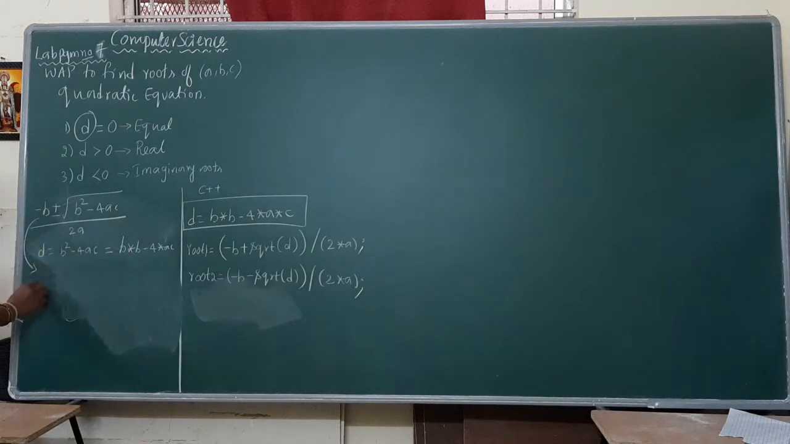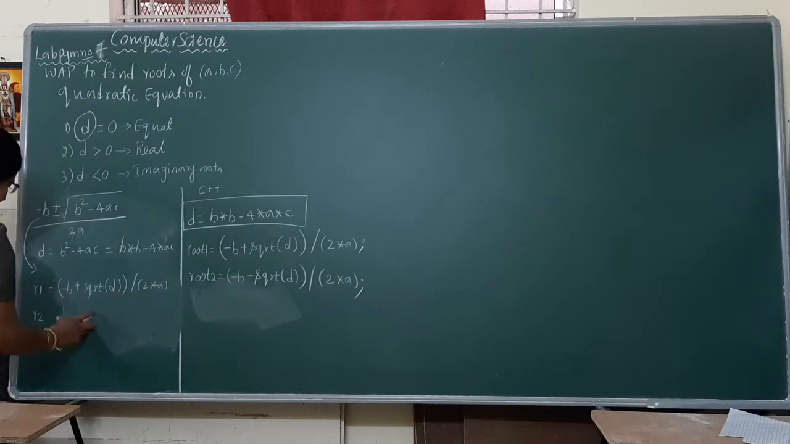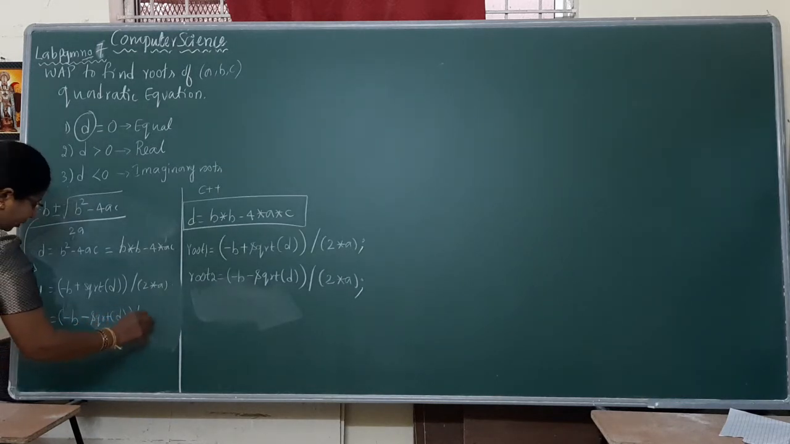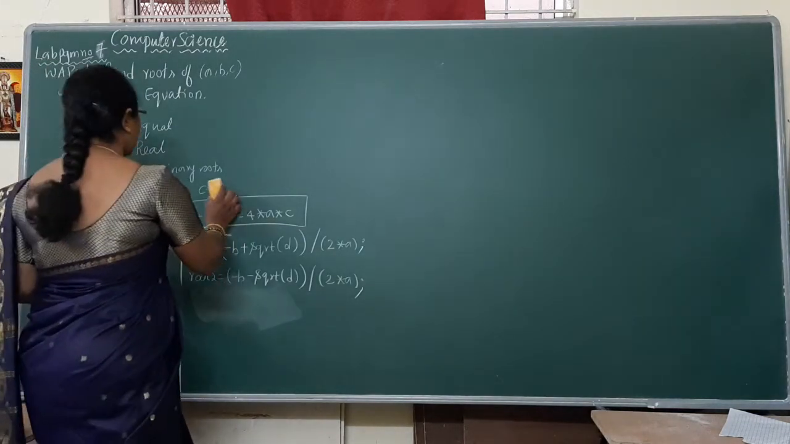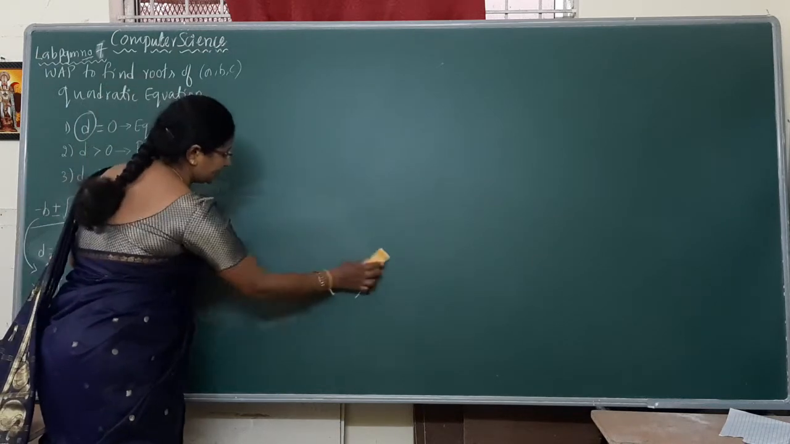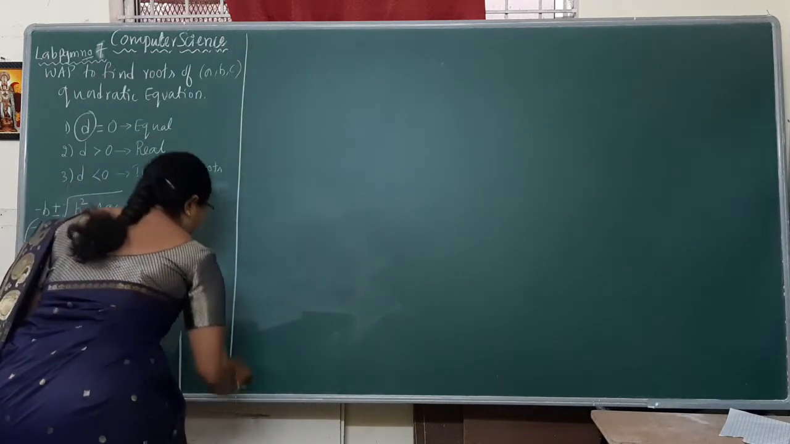Then this can be written in two different forms, r1 and r2. Minus b plus square root of d, since we have already found the discriminant, whole divided by 2 into a. Then for the minus root, minus b minus square root of d, whole divided by 2 into a. If you remember the formula, this program is also very easy. Maybe you feel it is a lengthy program, but it is very easy to remember. Can I start the program now?